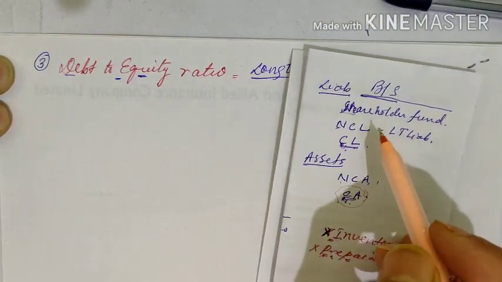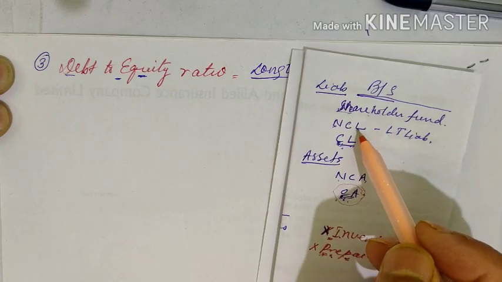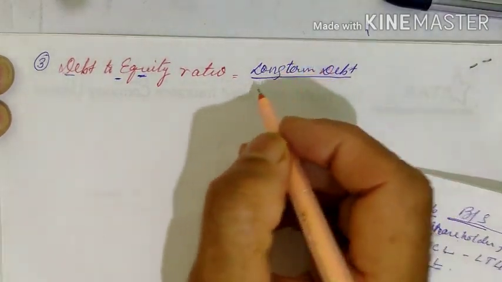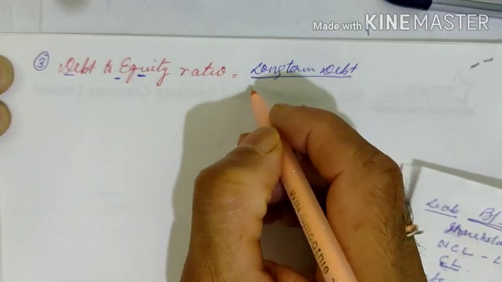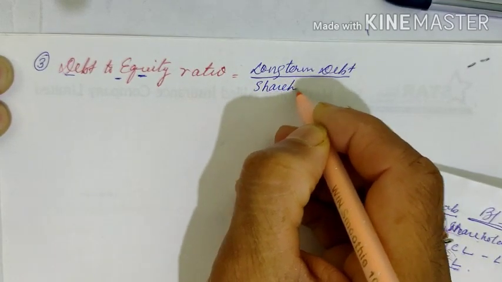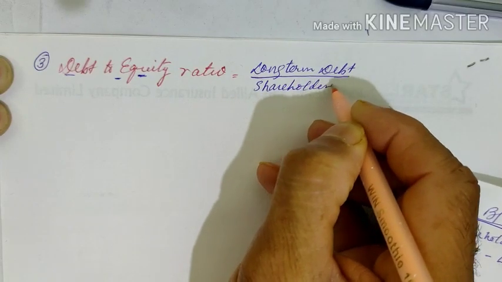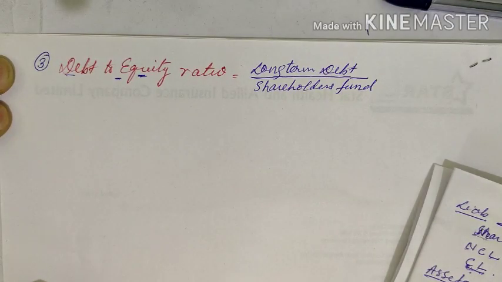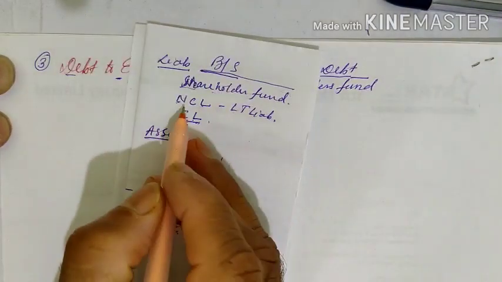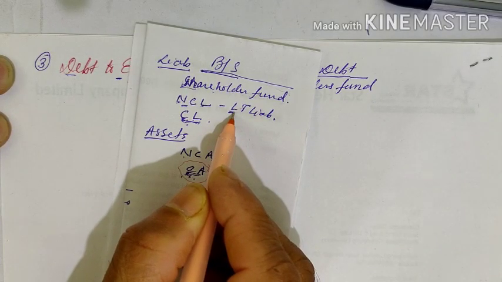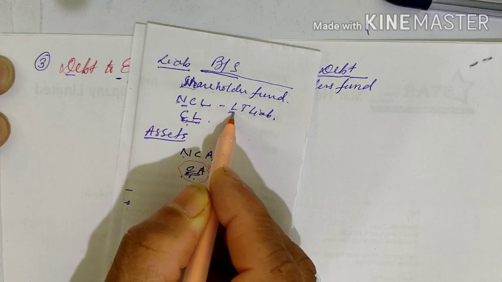So look at the balance sheet here. You have shareholders fund, non-current liabilities, current liabilities. So specified here is shareholders fund. Instead of equity, you can write equity fund also, or you can write shareholders fund. See how easy it is. Long term debt, here you have non-current liabilities, long term liabilities. Long term debts mean liabilities or obligations for a longer period of time.